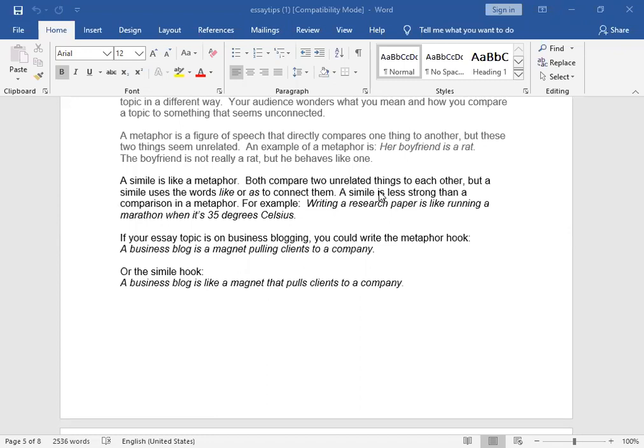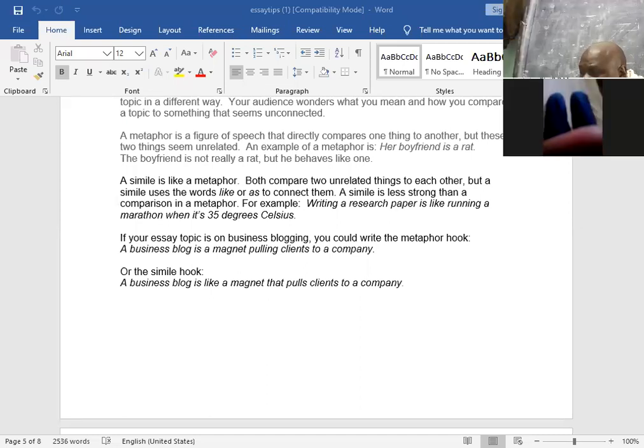Probably she's very brave. A simile is like a metaphor, both compare two unrelated things. A simile uses the word "like" or "as" to connect them. So the difference is a simile uses "like" or "as" to compare the animal and the human being in question. So that is the difference between a simile and a metaphor. I hope it is clear and easy to understand that way.